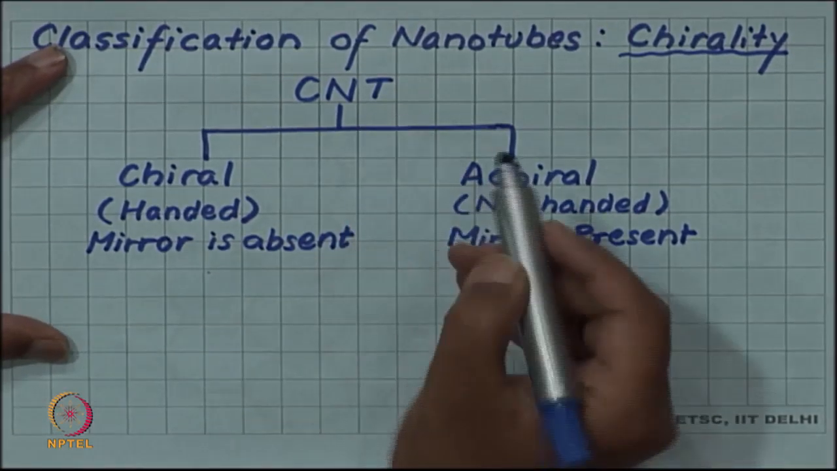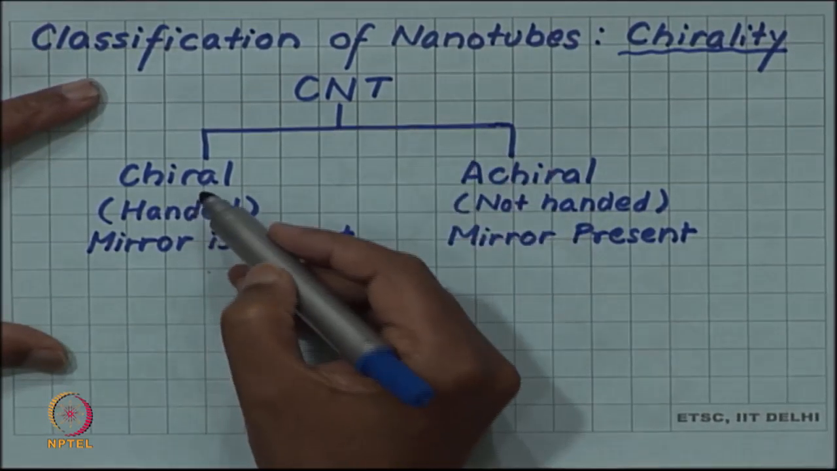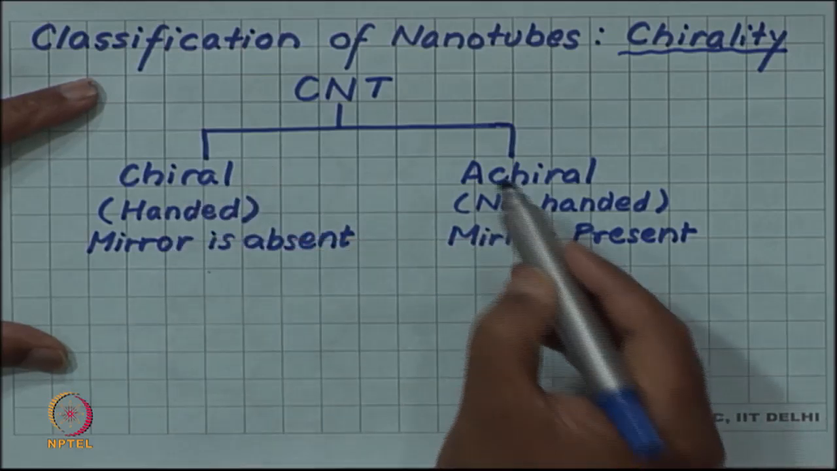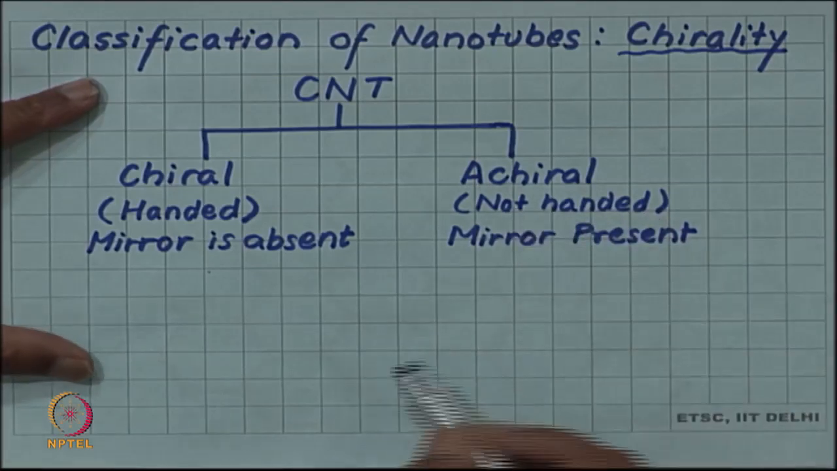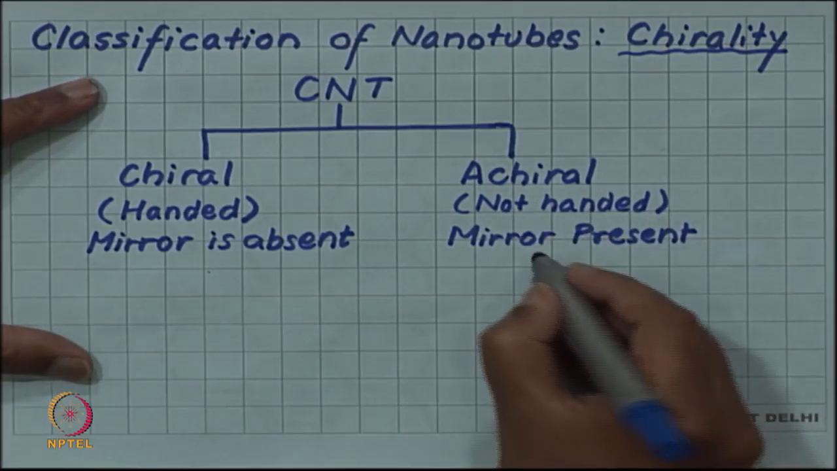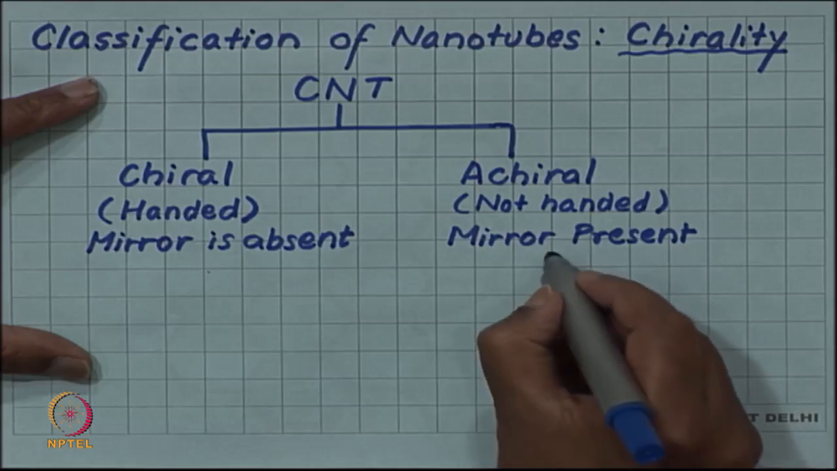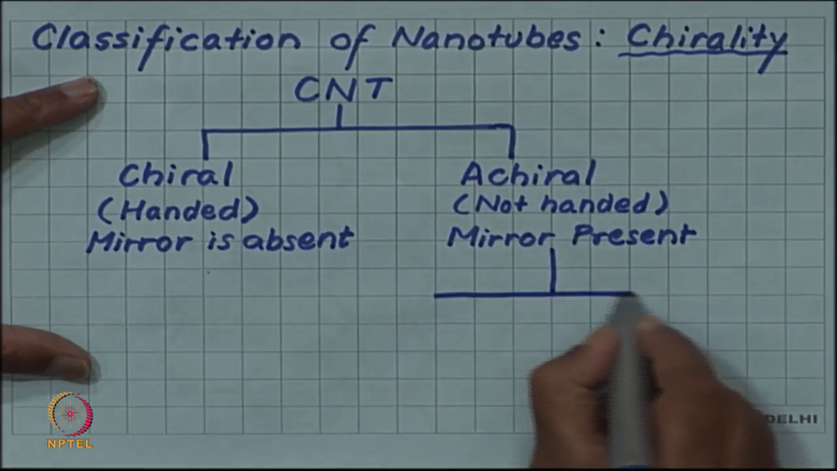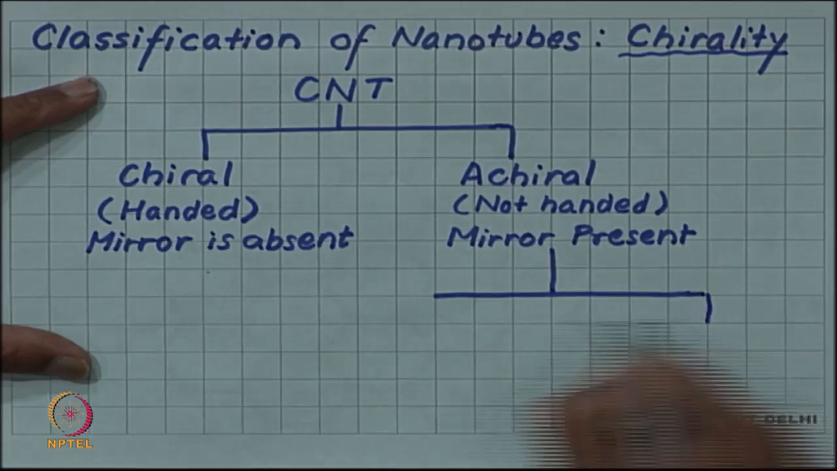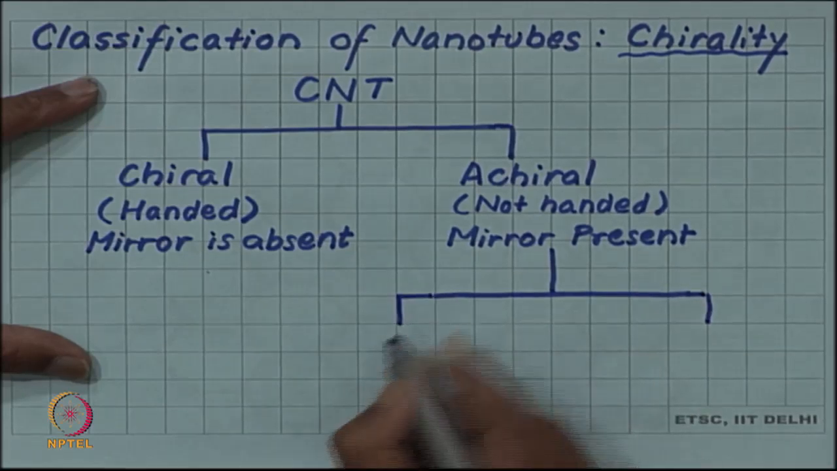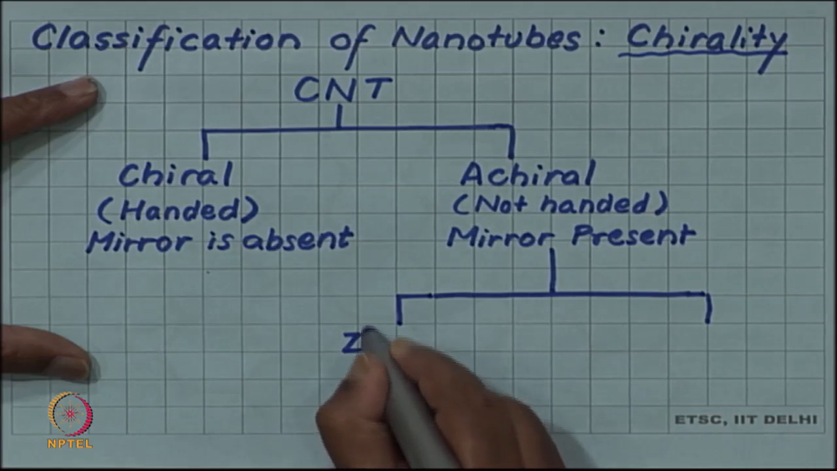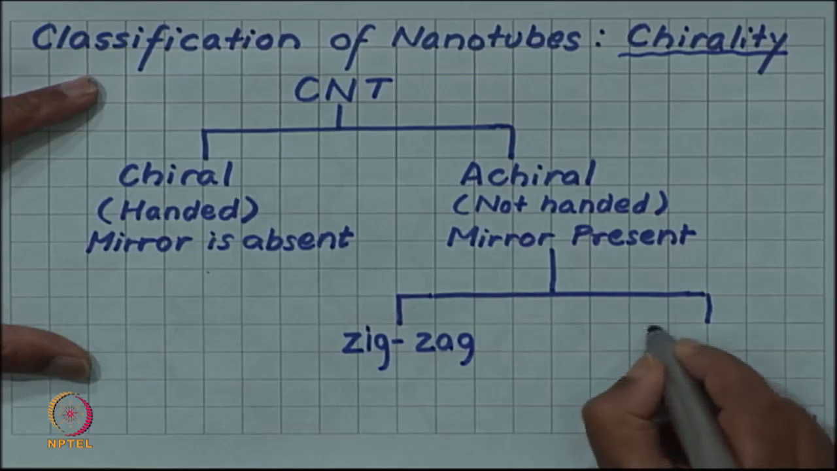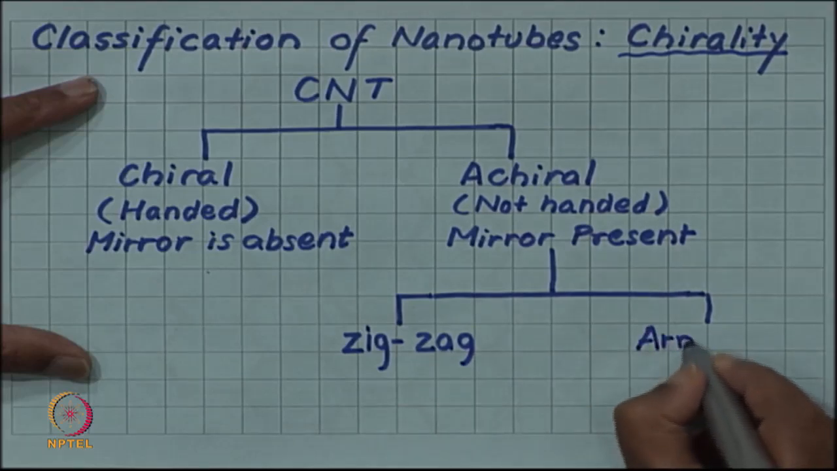So, when we say the carbon nanotube is chiral, we mean that the nanotube will not have any mirror plane, whereas an achiral nanotube will have a mirror plane present. So, achiral is more symmetric. Again, in achiral, two different kinds of tubes have been identified. One is called the zigzag tube and another is called the armchair tube.